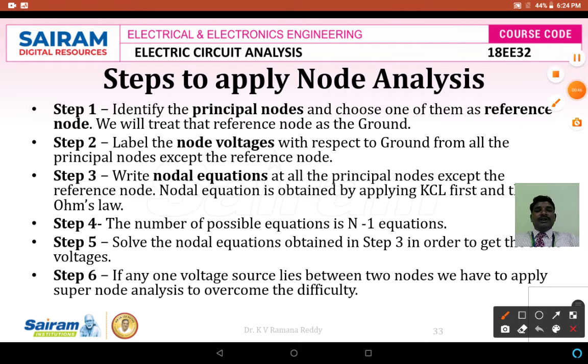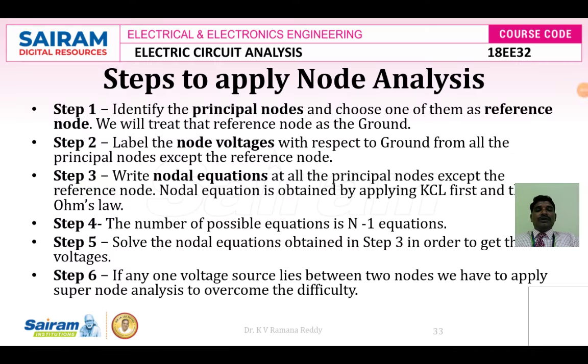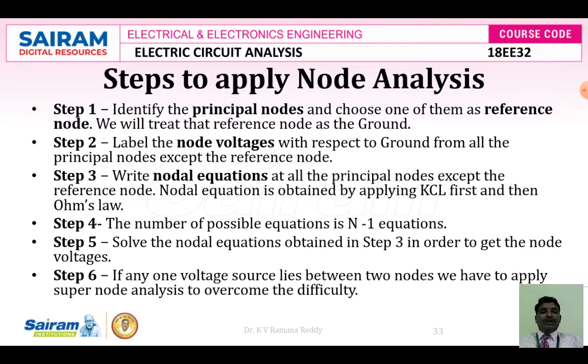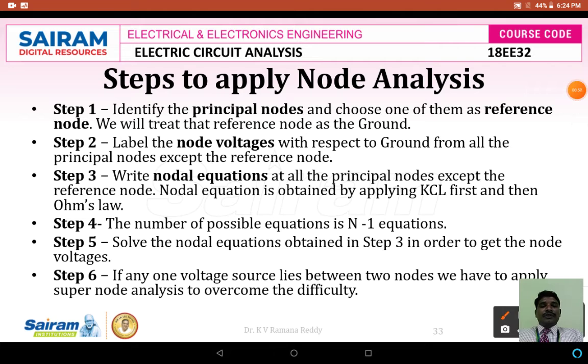The next step, step 2, is to label the node voltages with respect to ground for all the principal nodes except the reference node, because at the reference node the potential is equal to 0. Therefore, except that reference node, all the nodes in the given network we have to label as node 1, node 2, node 3 with respect to the ground.